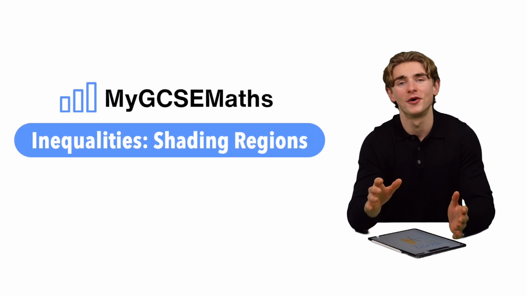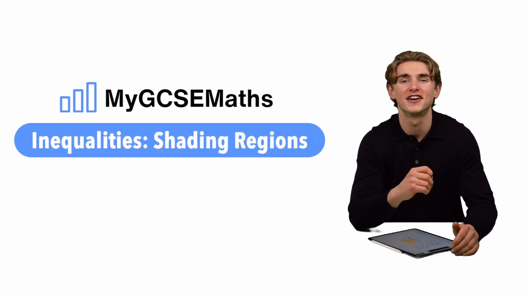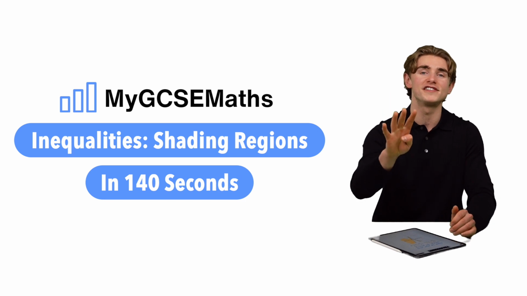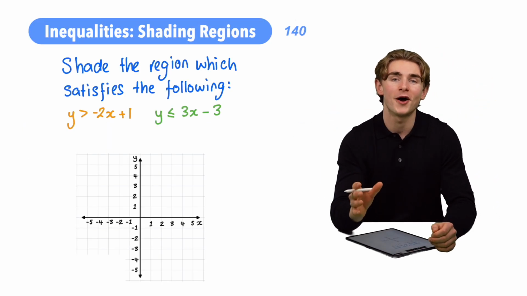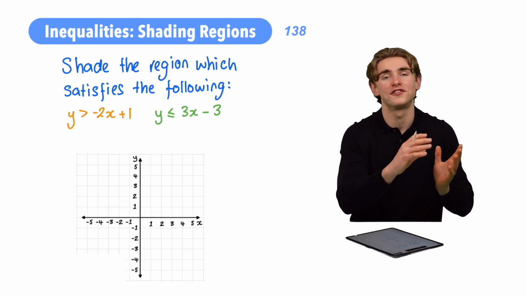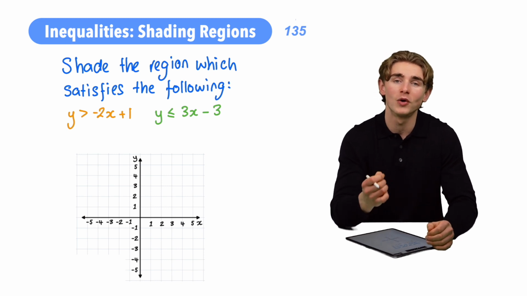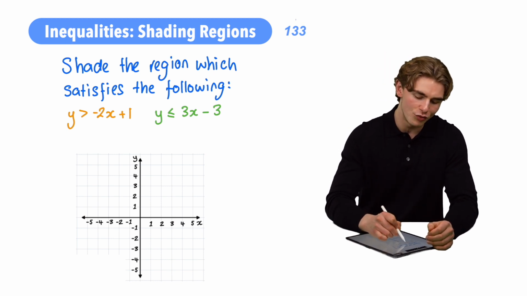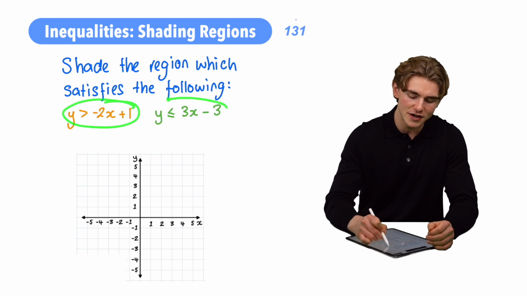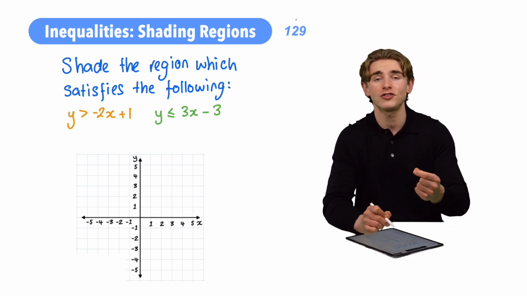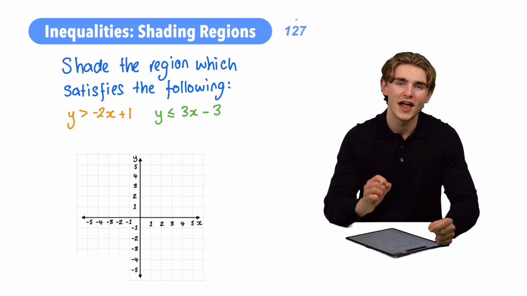How to shade regions on graphs defined by multiple different graphical inequalities in 140 seconds. Let's go. When it comes, guys, to shading regions on graphs which are defined by multiple different inequalities, what we're going to do is identify the regions which are satisfied by each of the individual inequalities. Then we're going to use that to identify the region which satisfies both. Let me show you what I mean.